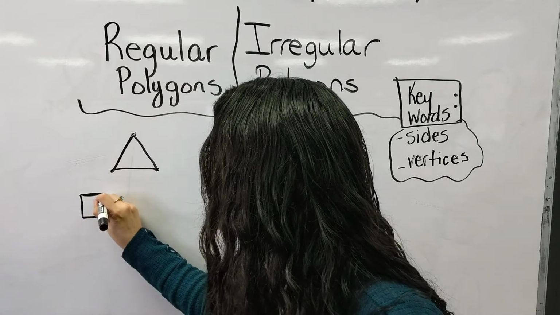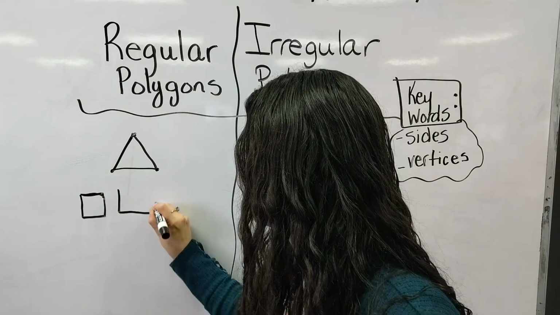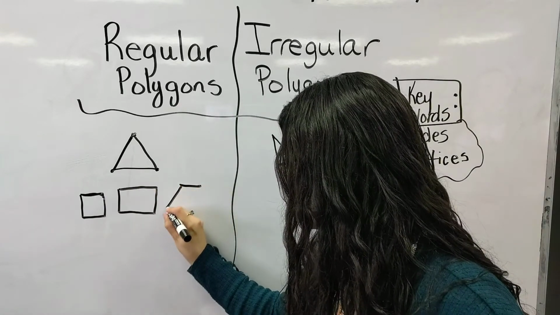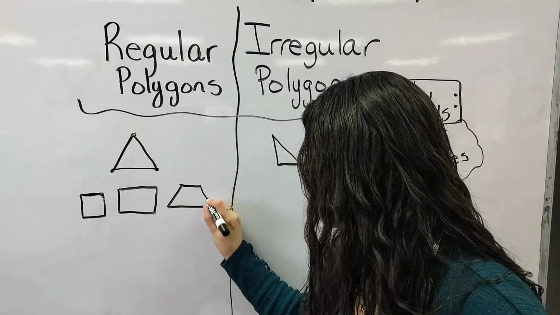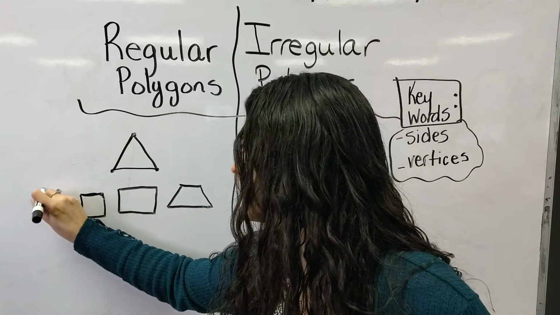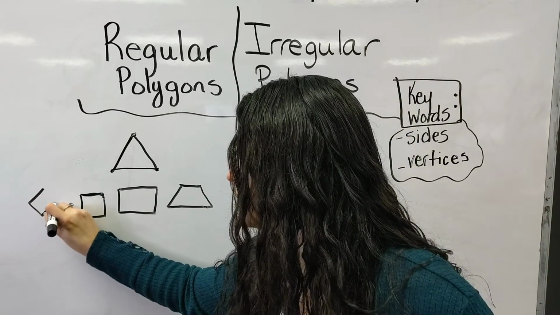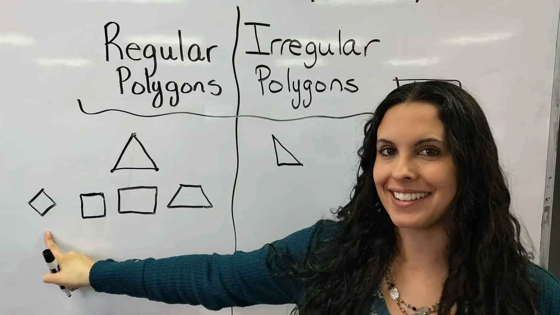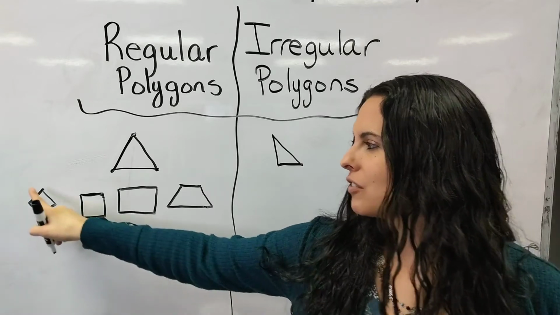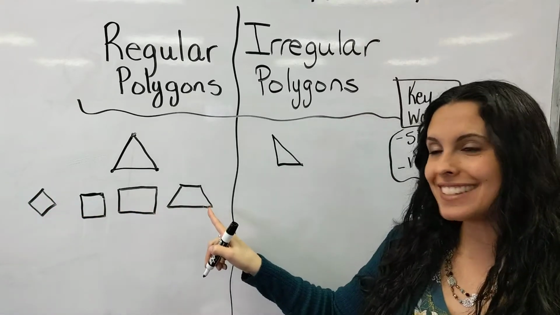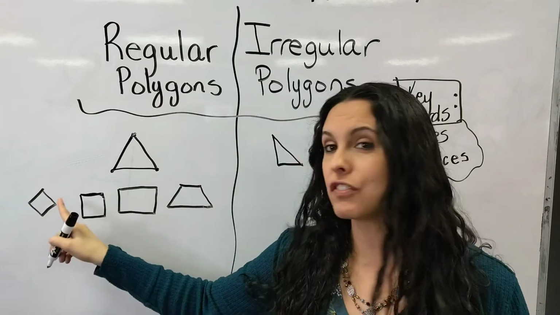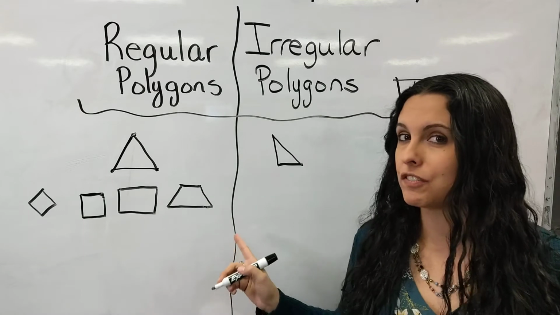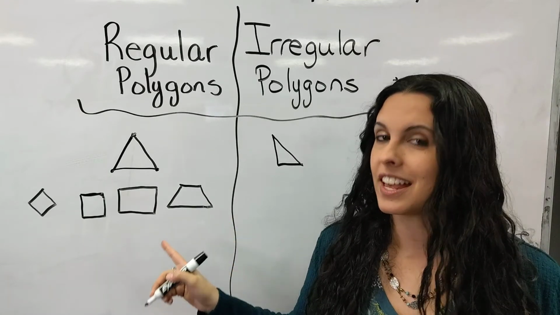This is a square. We have a rectangle. We have a trapezoid. And let's add a rhombus. Please remember, you are going to call this a rhombus and not a diamond. These all have 1, 2, 3, 4 sides. It also has 1, 2, 3, 4 vertices. Every one of these.